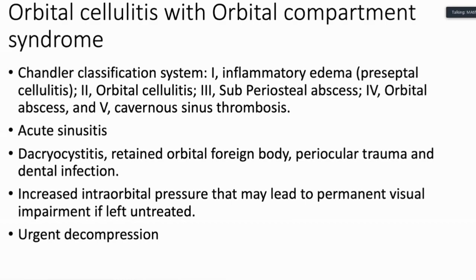The cause is acute sinusitis most of the time, as we see in this case, where there is ethmoid sinusitis. The infection can then seep through the lamina papyracea, which is a thin bone in the medial wall of the orbit. Other causes of orbital cellulitis can be retained foreign body, trauma, or infection from teeth or from the lacrimal gland. Orbital compartment syndrome is basically raised intraorbital pressure that may lead to permanent visual impairment if we don't treat it emergently. Treatment is urgent decompression and antibiotic treatment.